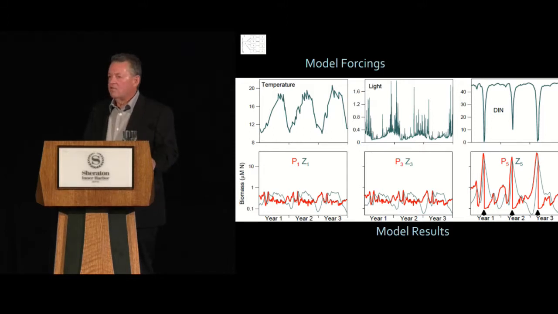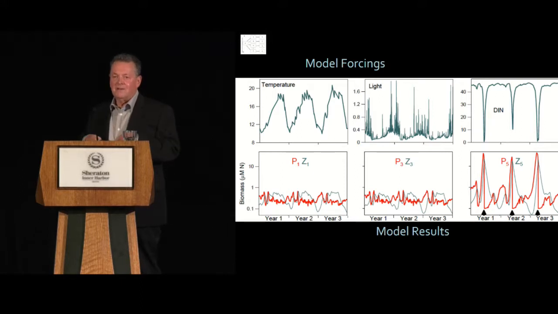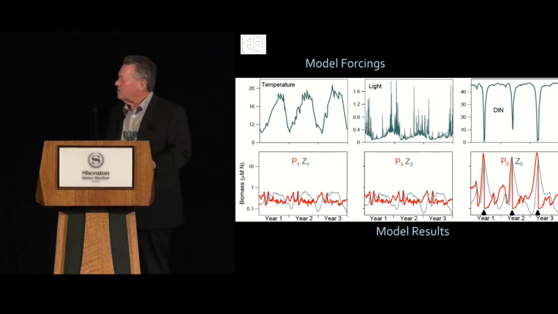So I ran the model for a 3-year period, and the forcings of the model in the upper left here are measurements of temperature. We make measurements every month or twice a month, so I interpolated to get daily values. So the model is doing computations daily. So we have 3 years of this temperature cycle, and then next to that, light.